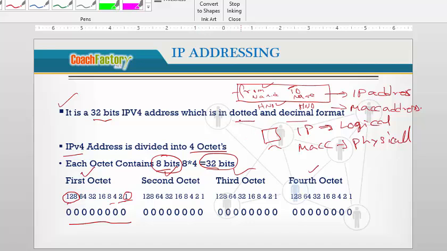And how do we write it? We write it in the dotted decimal format. For example, this is my IP version 4 address, and this is a decimal number. This is called a decimal number, and we separate these decimal numbers using dots. So how do we write it? We write it in dotted decimal format.